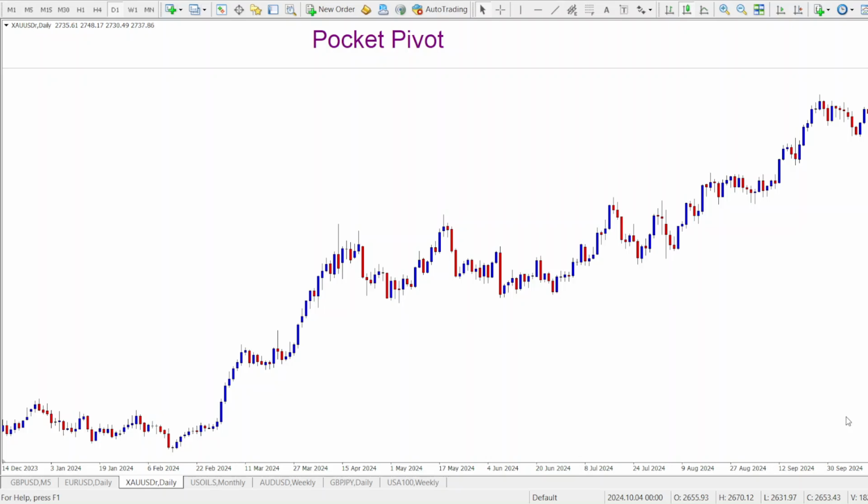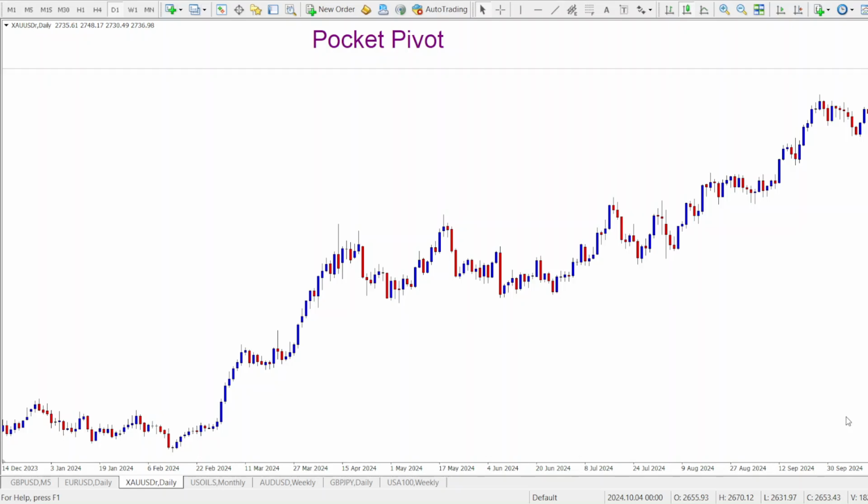All right, so what exactly is a pocket pivot? In simple terms, a pocket pivot is a trading signal that indicates potential buying interest in a stock or asset, which can be extremely useful in Forex. It's an indicator of strength, and it can help us understand when a currency pair is potentially reversing or ready to move higher.